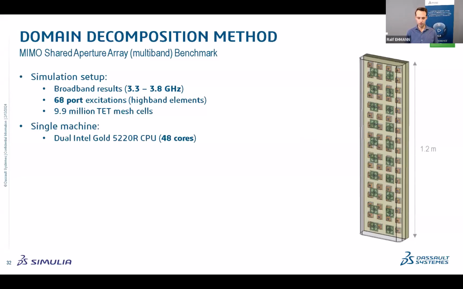So as I said, it's a shared aperture. We're looking just at the high band elements, and we're looking at about 9.9 million TET mesh cells. So for a direct solver, this is out. It's not going to be possible, but we make use of domain decomposition, and we run this on a single machine. So a single machine with 48 cores. Of course, it's a good processor, but the point is, this is a really large model.